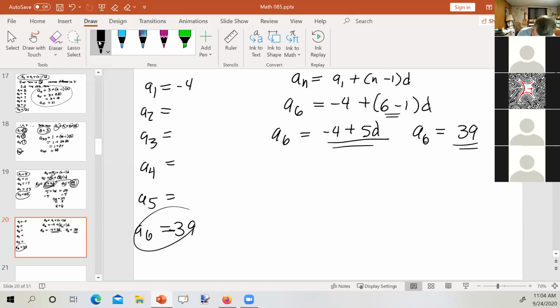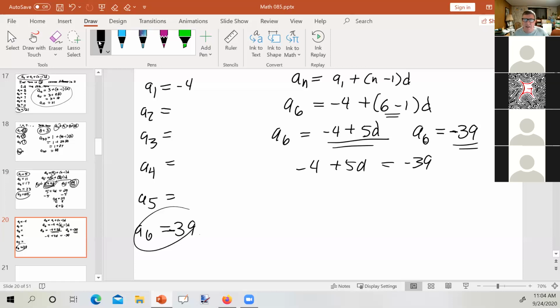It should have been -39, okay? So I don't have to change anything else because everything up to that point was okay, all right? So I just wrote the wrong number down here. Are we okay? Gonna have to be more careful looking at my problems. So now I know -4 plus 5D equals -39.